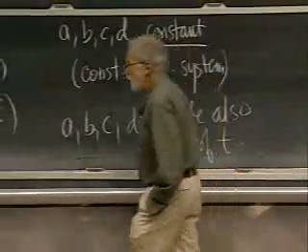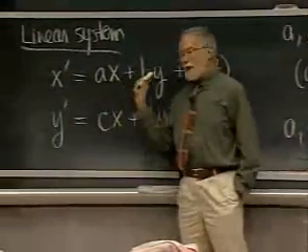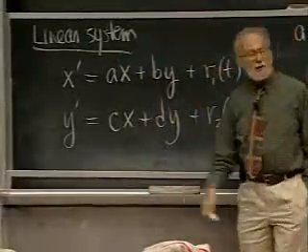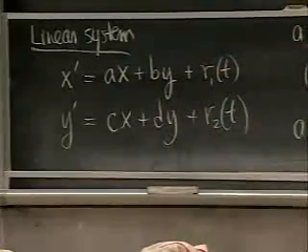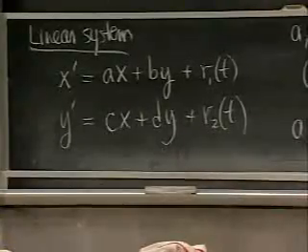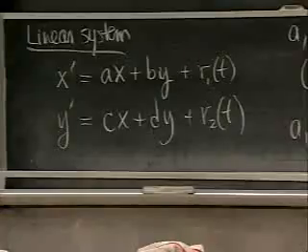So it would be a perfectly good linear system to have x prime equals t x plus sine t times y plus e to the minus t squared. You'd never see something like that, but it's okay. What else do you need to know?